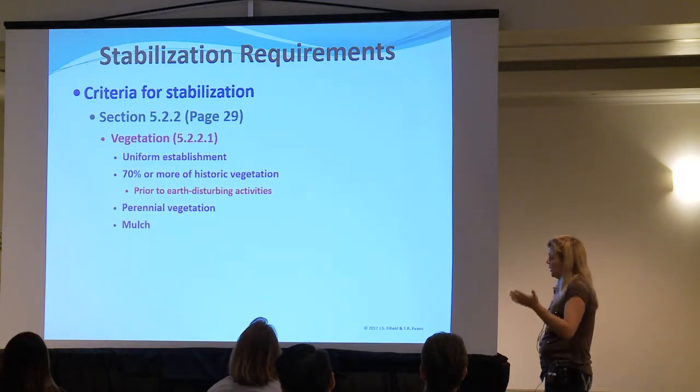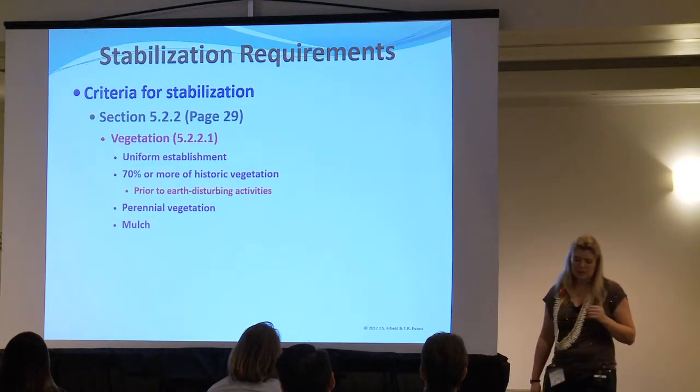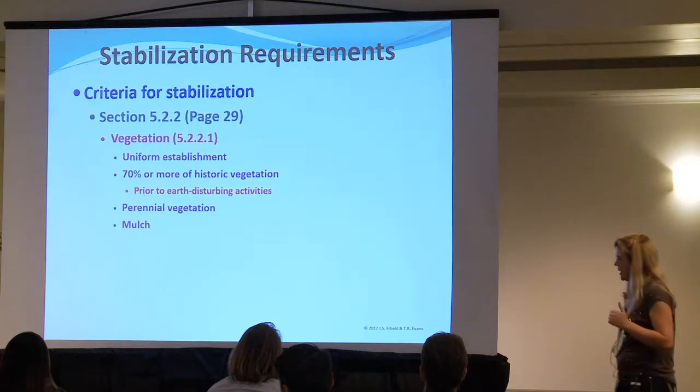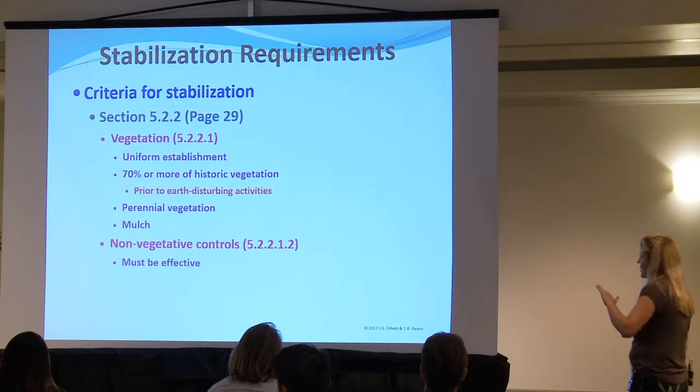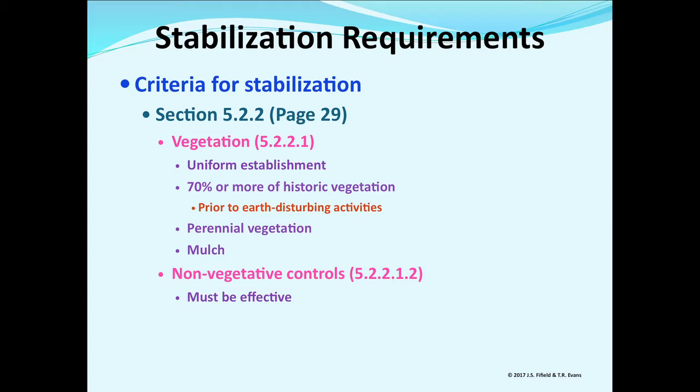Also, you can use a mulch application to go with it to help protect the soil while that vegetation is becoming established. But also they do allow for non-vegetative controls, but they must be effective. So maybe we have a hillside that we end up having to put riprap on. That would be accepted as a stabilization practice. Okay, but it has to be effective.